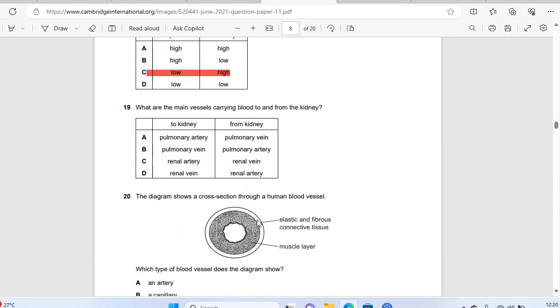What are the main vessels carrying blood to and from the kidney? Towards the kidney and from the kidney. Answer is renal artery takes blood towards the kidney and renal vein takes blood from the kidney.